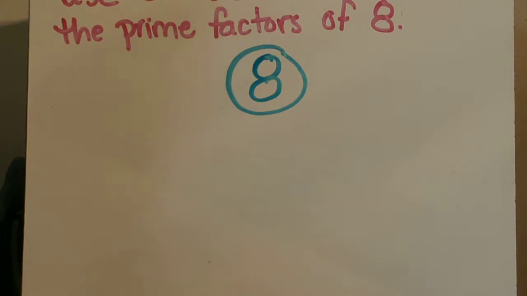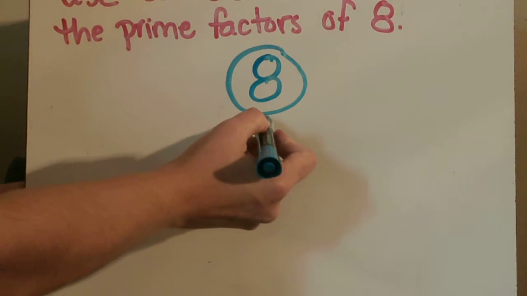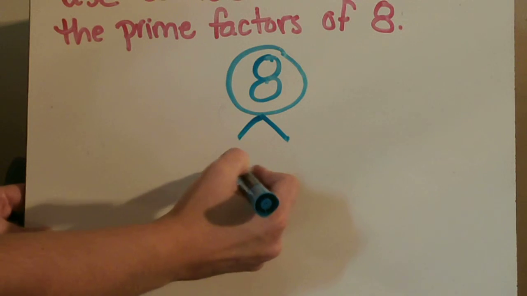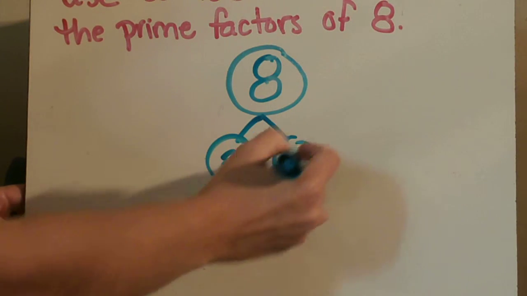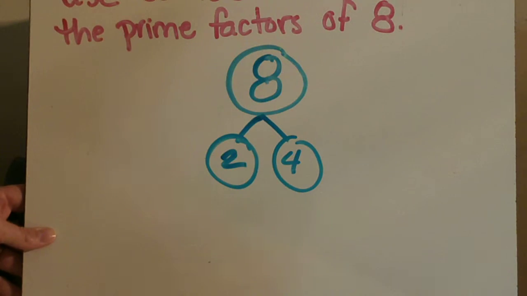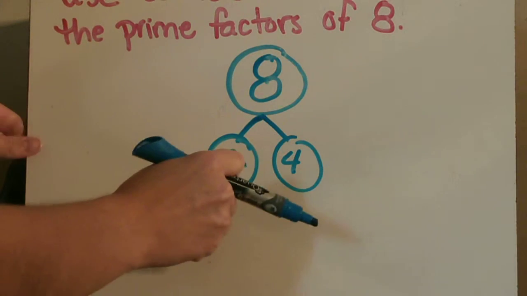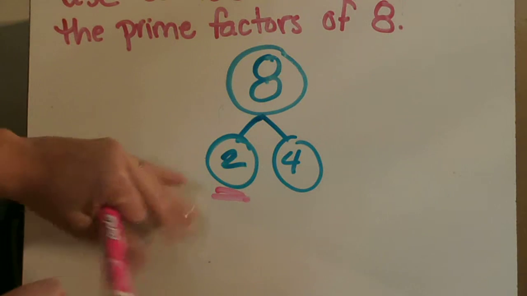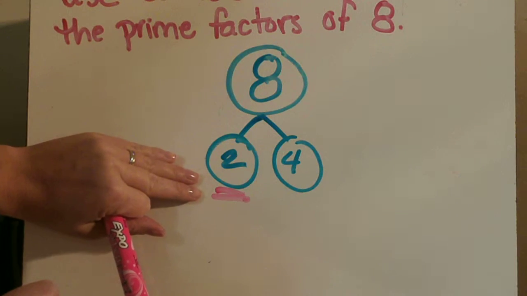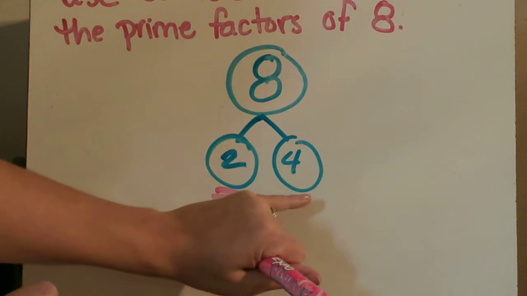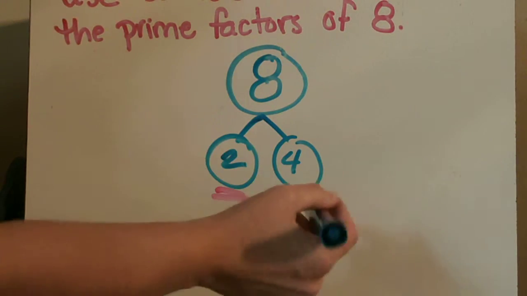Alright, use a factor tree to find the prime factors of 8. At this time, I would suggest stopping the video and trying to use a factor tree to find the prime factors of 8. Our first branch is going to be 2 times 4, because 2 times 4 is equal to 8. Now 2 is a prime number, so I need to stop at this branch. I can't do anything else with this branch. But 4 is a composite number, so I can keep going with 4.